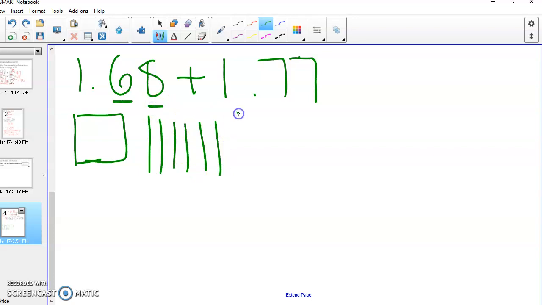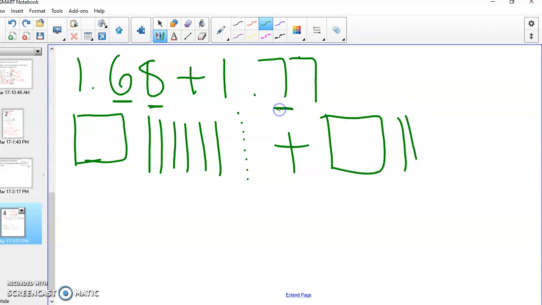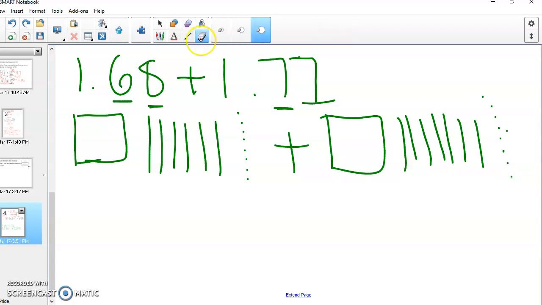And then we have 8 hundredths, plus 1 whole, 7 tenths. And then we have 7: 1, 2, 3, 4, 5, 6, 7. Oh, too many. I'll redo that. 1, 2, 3, 4. Okay, so now what we're going to do is go through and combine them like we normally would.